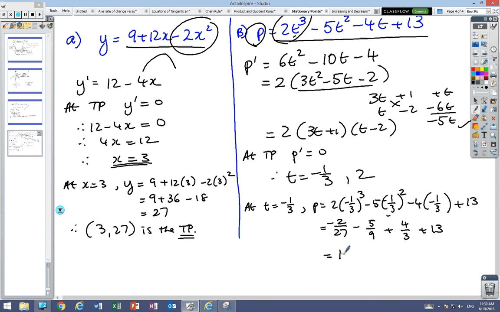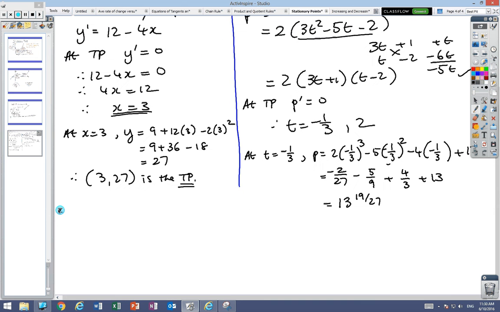So I've got 13 and 19 over 27. So the first turning point is that number. And now I'm still going to do the second one.